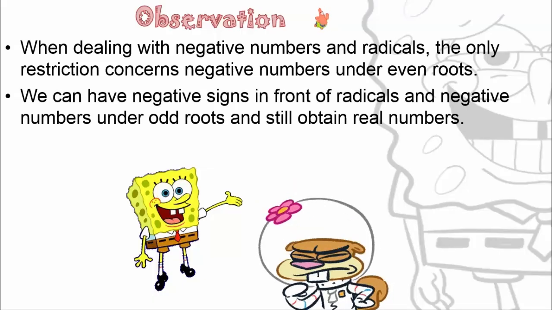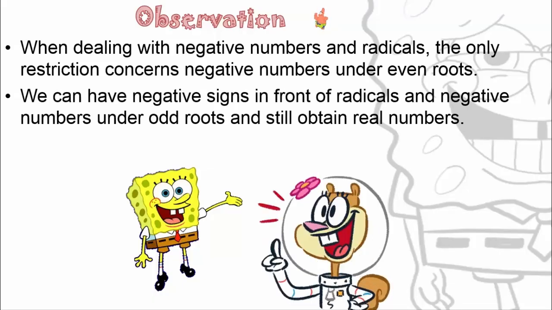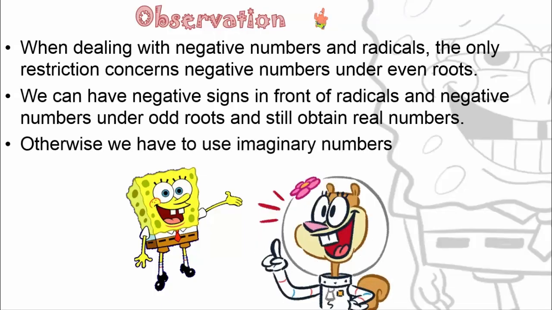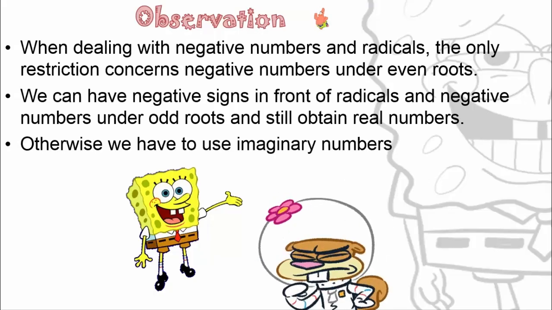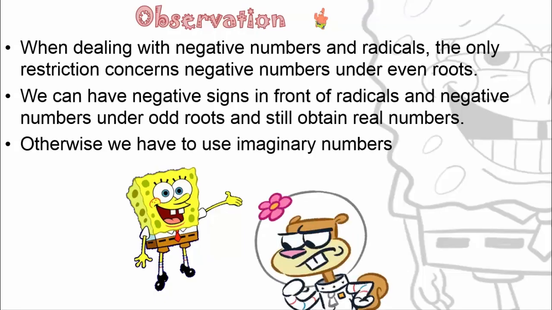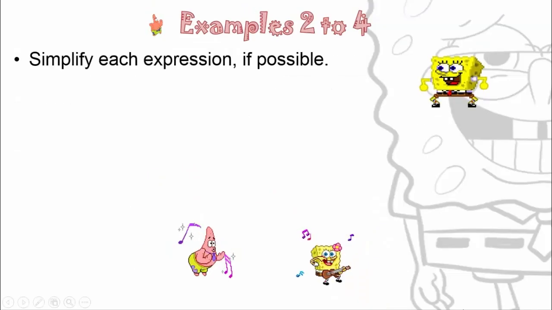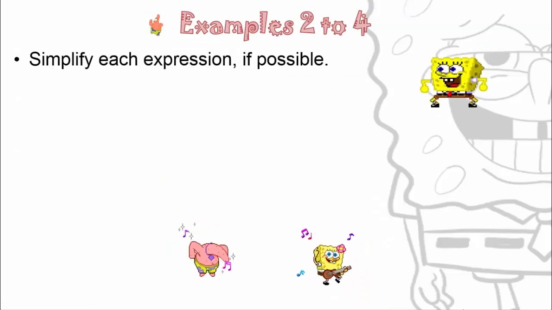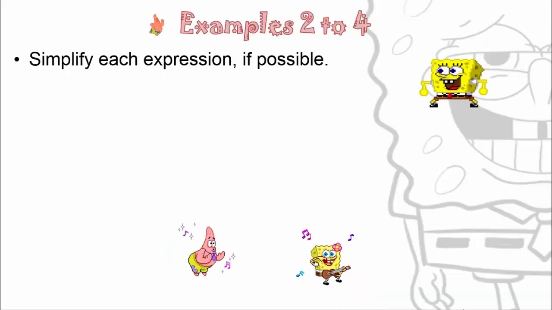We can have negative signs in front of radicals and negative numbers under odd roots and still obtain real numbers. Otherwise, we have to use imaginary numbers. We will learn more about imaginary numbers later in this course. Examples 2 to 4. Simplify each expression if possible.